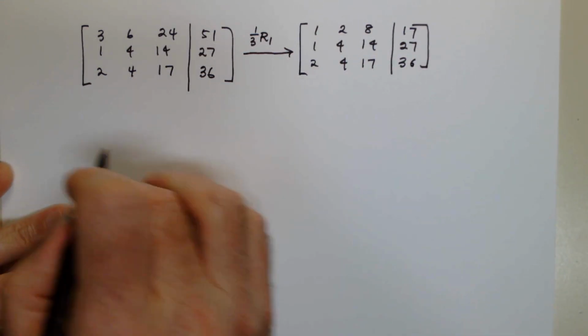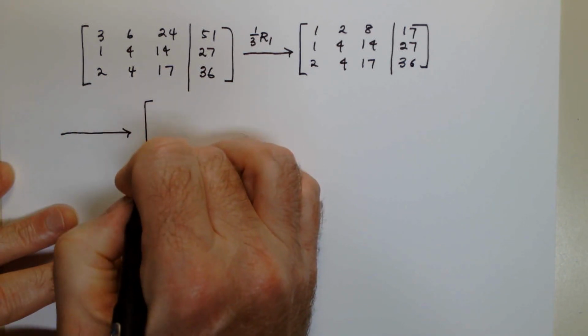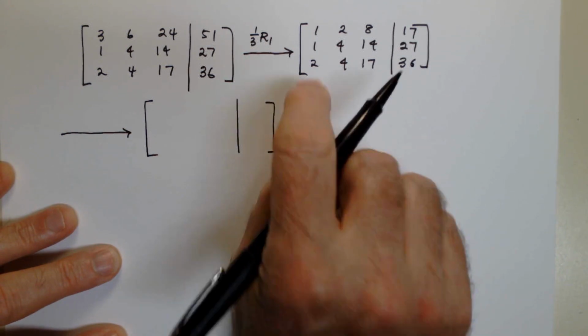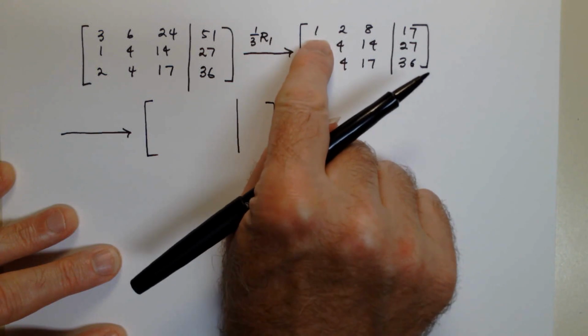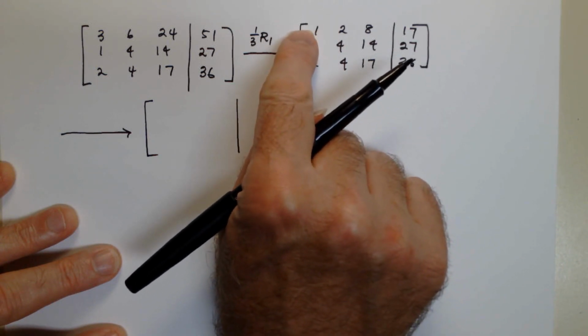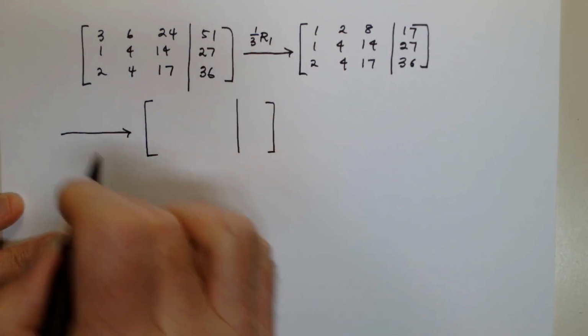Okay, now my next move is to use this 1 that I've created here to eliminate the 1 that sits below it. So what I'm going to do is take a negative 1 times row 1 and add it on to row 2.